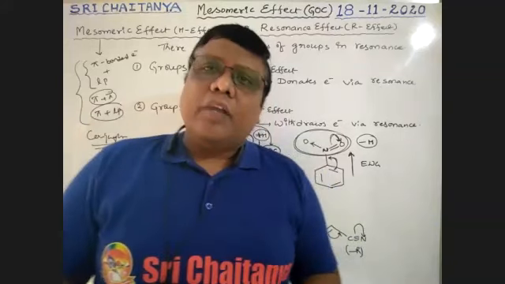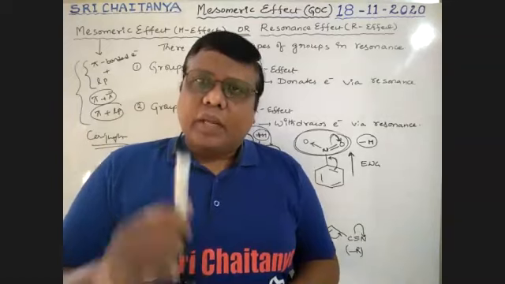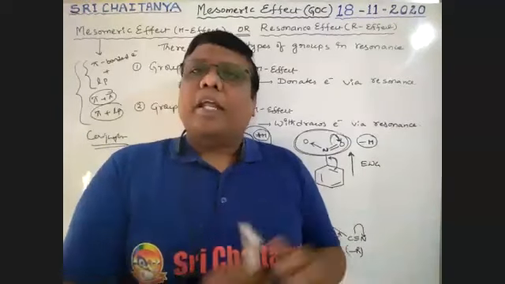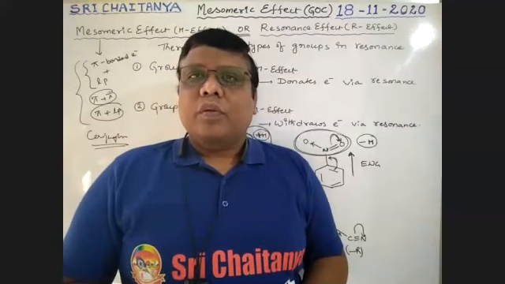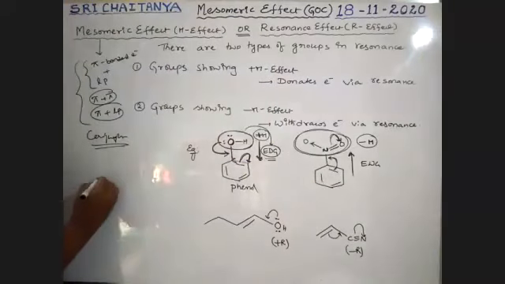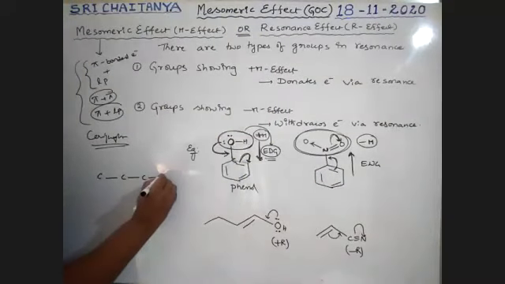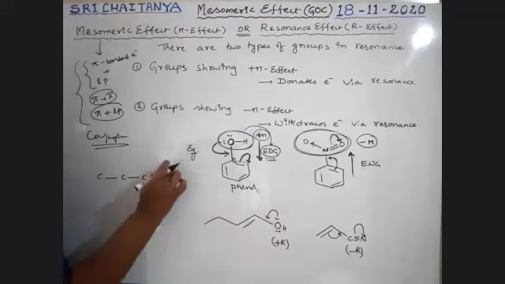So already we covered the inductive effect, boys. In the inductive effect, only sigma bonded electrons are involved. Please recall that concept. So see here, I'm explaining. That is carbon, carbon, carbon, bonded with a halogen. So this is the electron pair.